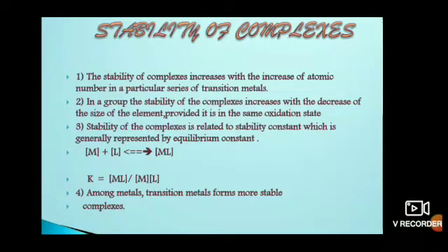The stability of complexes increases, as we said earlier, with increase in atomic number in a particular series of transition metals. In a group, the stability of the complex increases with decrease of size of the element, provided it is in the same oxidation state. And the stability of the transition metal complexes is related with the stability constant, which is given as follows. Metal plus ligand gives rise to metal-ligand complex, and the equilibrium constant is given as the concentration of metal-ligand complex divided by the concentration of metal into the concentration of ligand.